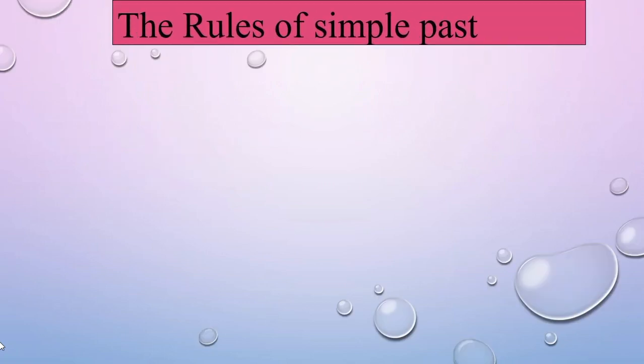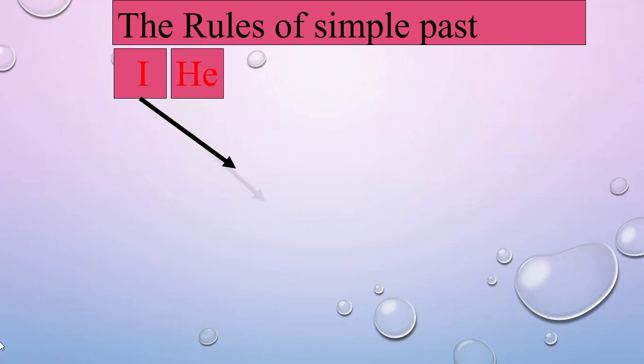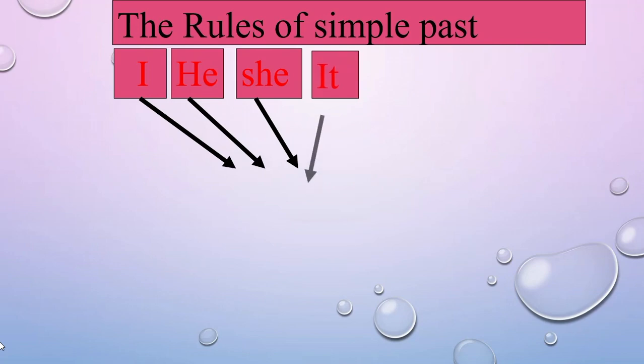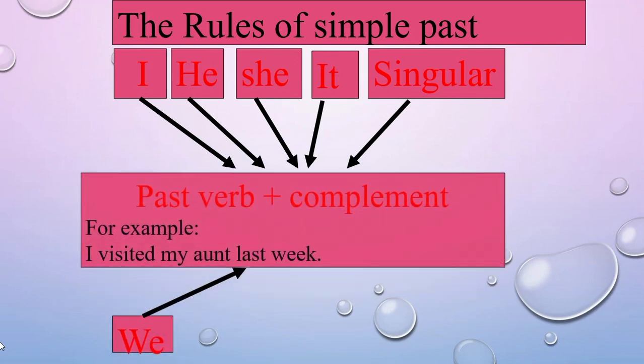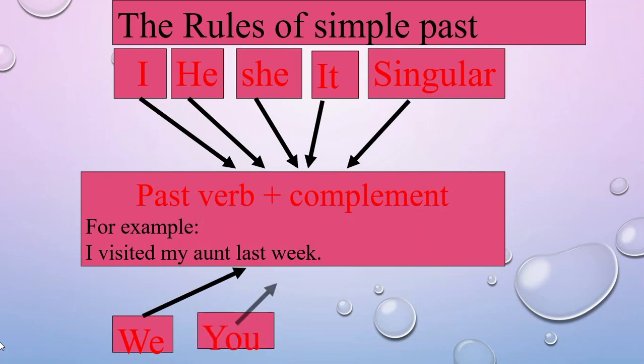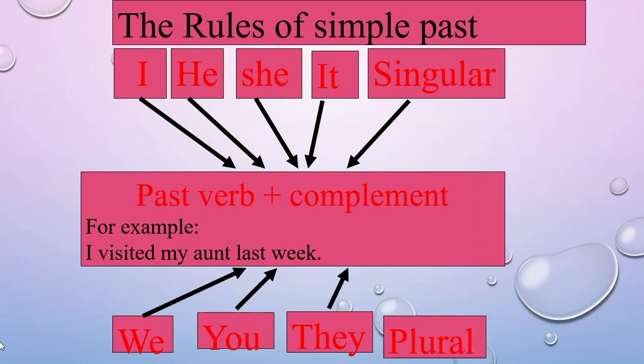Now, my students, have a quick look at the rules of the simple past tense. I, he, she, it. So these are called the personal pronouns and they are in the singular case. We, you, they. So all these pronouns are in the plural case.